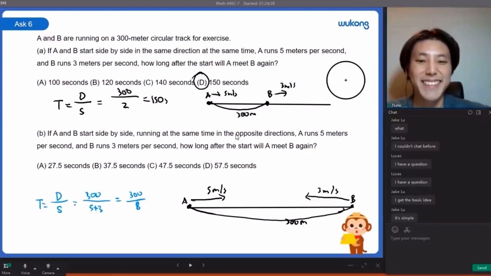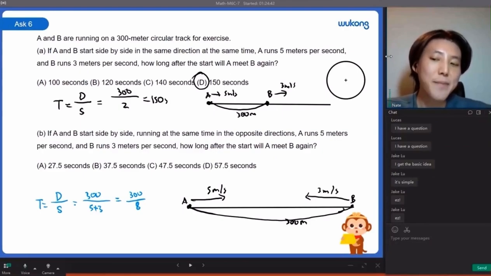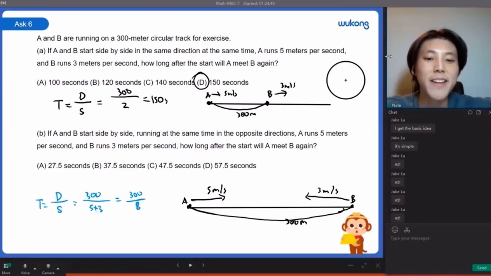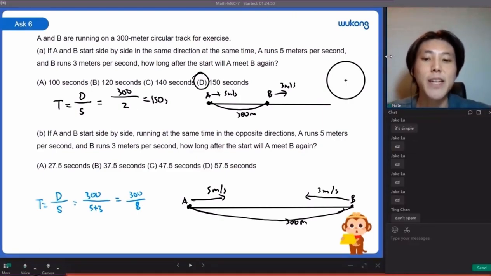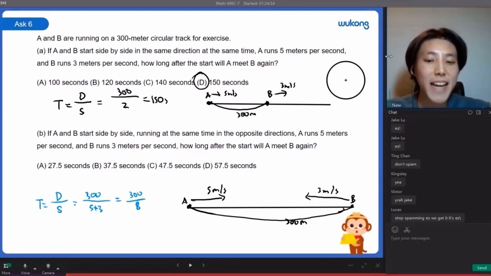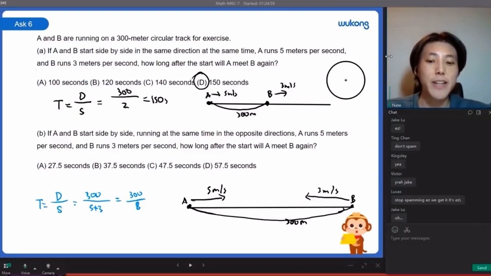Okay, the next one is asking us if A and B start side by side but in an opposite direction. A runs 5 meters per second, so it's the same thing. So when are they going to encounter each other? That's the sort of question that goes in an opposite direction, and that's the same as the first half of our lesson.